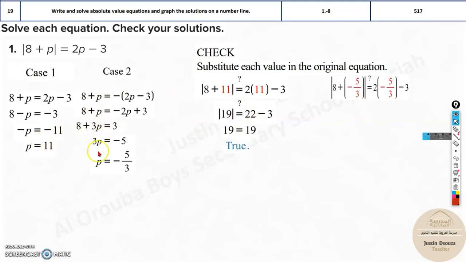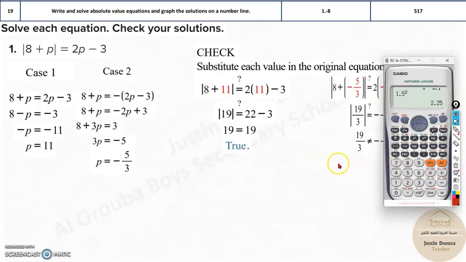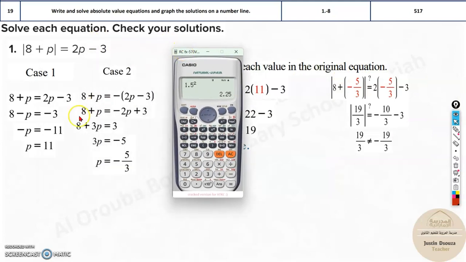True. Now, what about this one? You just need to put this equation over here and solve, and the answer over here is not equal. How can you do that? It is a simple way. You can just use your calculator over here and try. Now here I'll do the first one, 8 plus 11. Make sure what the answer is. Even if it is negative, you must only consider the positive answer, because it's inside the magnitude. I'll write over here 19. Now the right side, over here 11. We are considering 11. 2 into 11 minus 3.